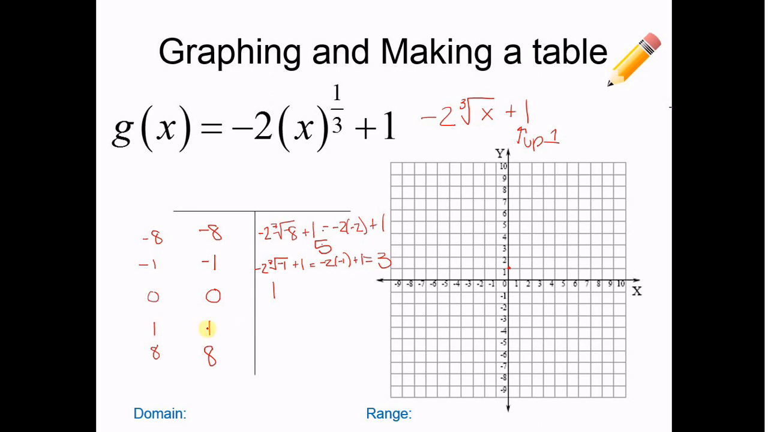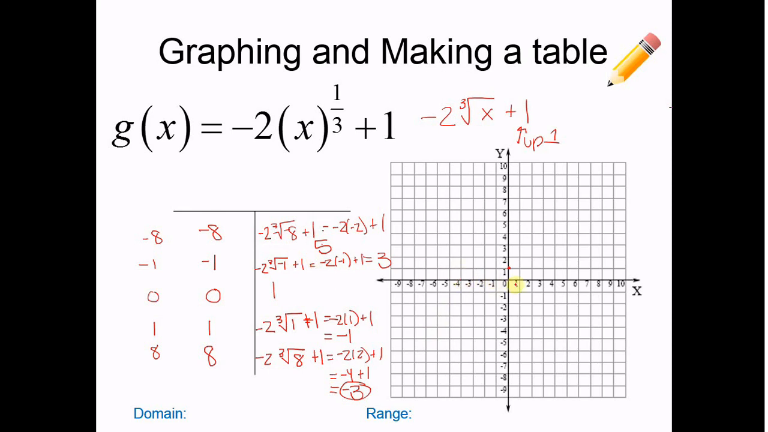Now I got this 1 here. So we got negative 2 cube root of 1 plus 1. Cube root of 1 is 1. So we got negative 2 times 1 plus 1. Negative 2 times 1, that's negative 2. Plus 1, that is negative 1. And negative 2 cube root of 8 plus 1. Cube root of 8, well, that's just 2. Negative 2 times 2, negative 4. Plus 1, negative 3.